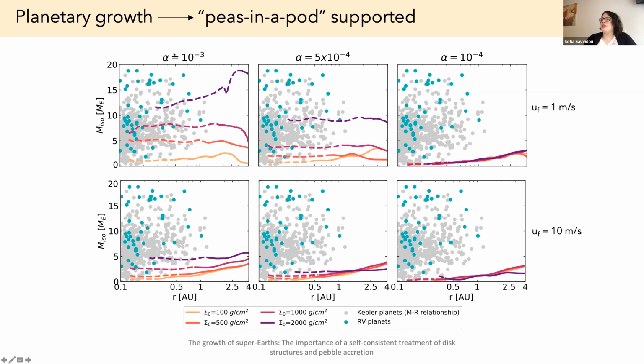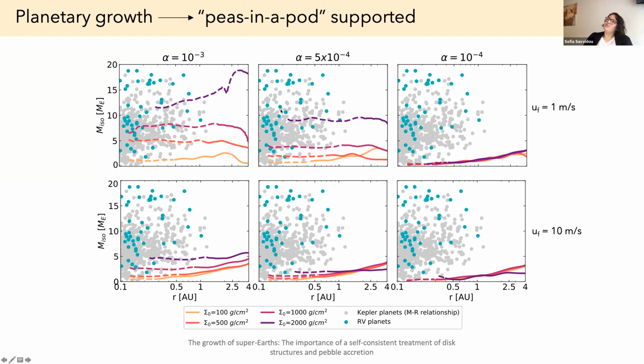So the higher the alpha is, the higher the maximum mass that we can have in the disk. And we have overplotted here the planets, which can be derived from the Kepler mission by a mass-radius relationship. We can derive the masses and overplot them here to compare. And we also have some planets detected by RV. And the goal was to see how our models compare with these observed populations that we have, if we can basically explain them and conclude that a super Earth must have formed via pebble accretion.